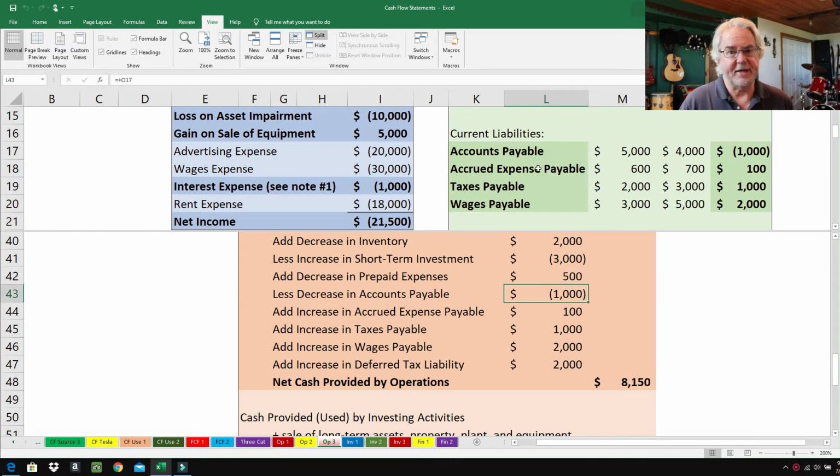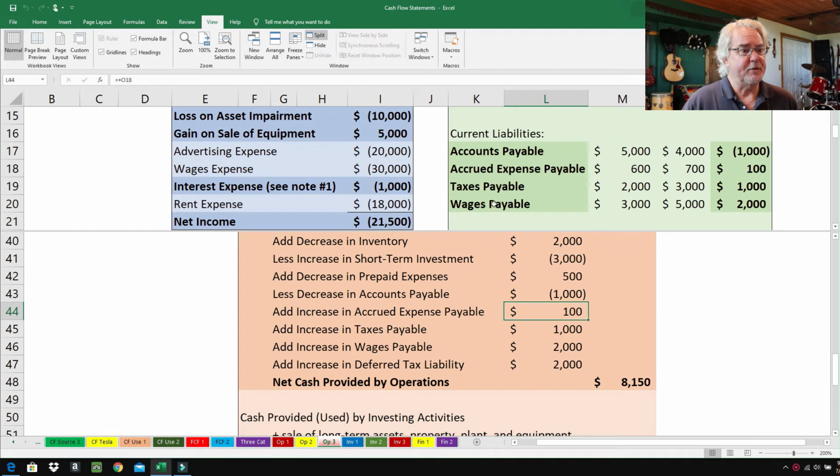Accrued expenses payable, that's like interest or wages that have accrued but haven't been paid, was $600, now it's $700. Your liability here is growing, and when your liabilities grow, you're in essence borrowing money. Add increase in accrued expenses payable, so it'll be a positive $100. Now, current liabilities, the way they work is when the change is up, cash goes up, and when the change is down, cash goes down. So it's pretty easy to remember.